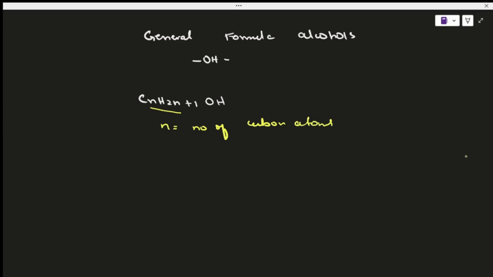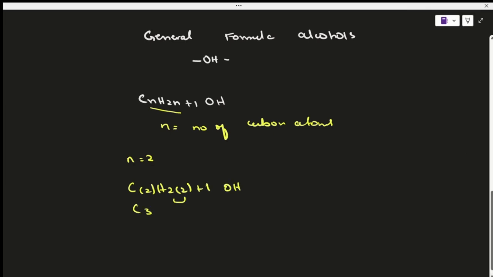Let's say the value of n is 2. You're going to place the value of n in place of n. So this is 2n+1, you're going to have C2, and 2 into 2 is 4, plus 1 is 5. Sorry, I wrote 3. So this is C2, H4 plus 1, OH. So this is C2H5OH, right?